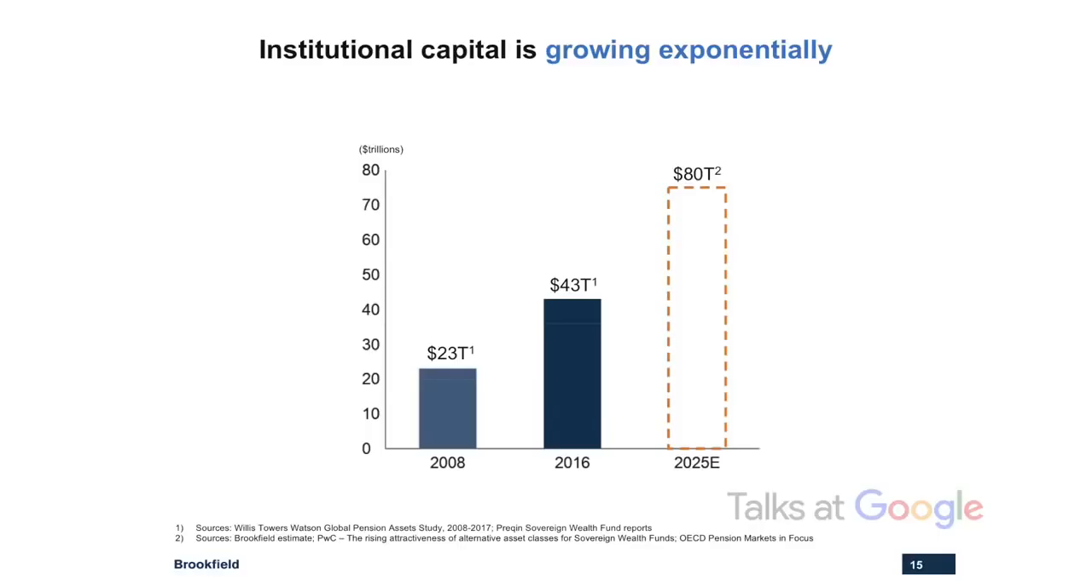This slide just shows the institutional capital in the world, and it's growing exponentially. Back in 2008, it was $23 trillion. Today, the last number that we had was 2016, it's estimated just over $40 trillion. And it should be over $80 trillion by 2025. So there's very substantial amounts of money that's going into real estate, or into these sovereign plans.